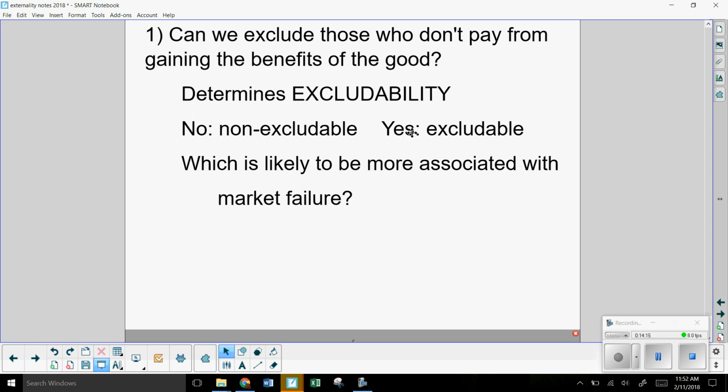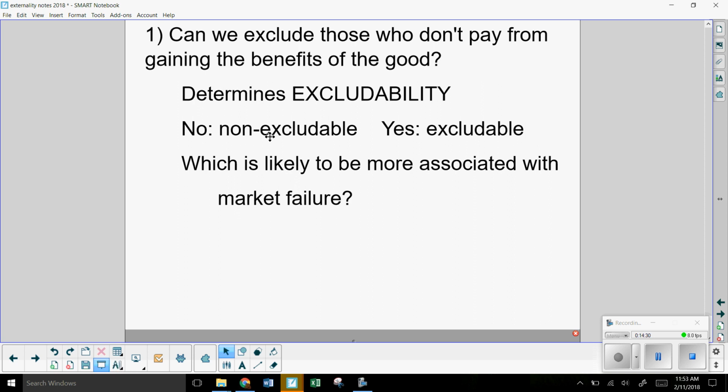Can you take goods that are generally excludable and make them non-excludable, or vice versa? Well, sure. I suppose you could build a fence around the park and have a guard that sits at the entrance to the park and only lets people in if they can prove that they were one of the people that paid for the park, something like that.